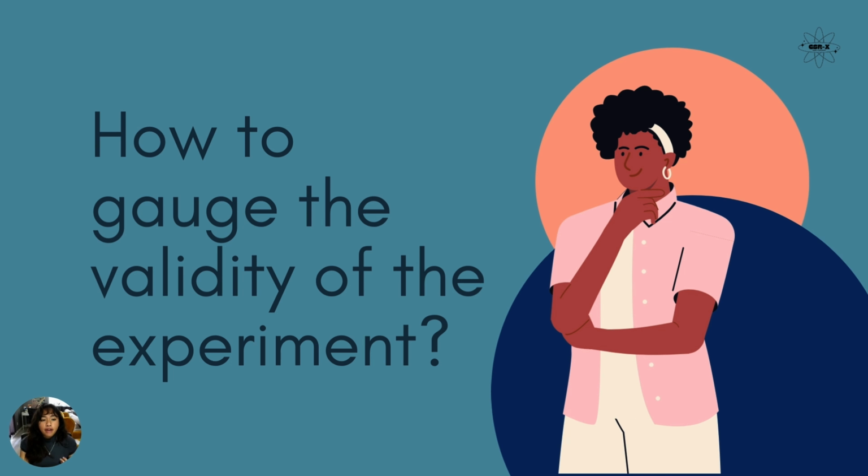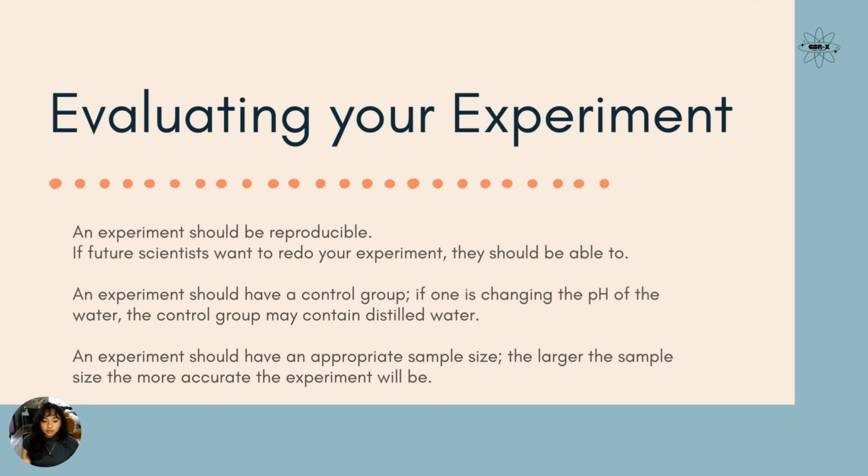Next, I want to talk about how to gauge the validity of an experiment. Evaluating your experiment. Again, an experiment should be reproducible. If future scientists want to redo your experiment, they should be able to with ease and lots of clarity. An experiment should have a control group. If one group is changing the pH of the water, the control group may contain distilled water at a neutral pH. An experiment should have an appropriate sample size.